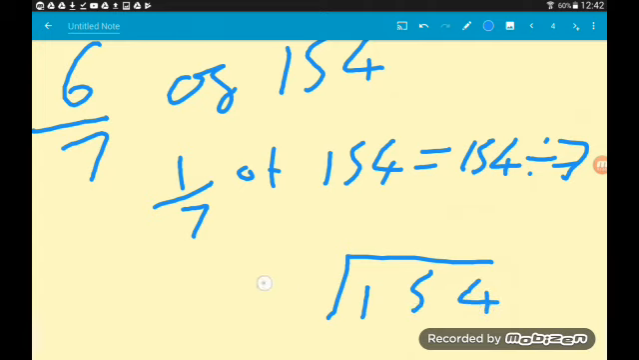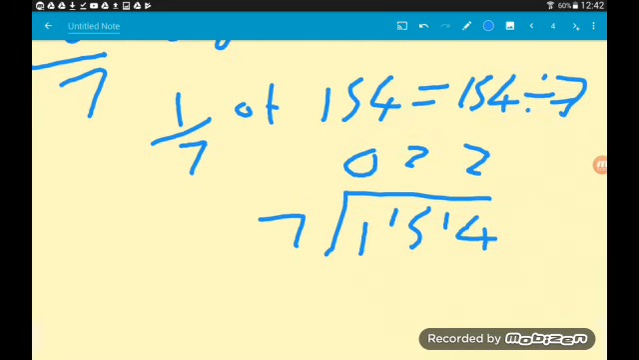154 divided by 7. 7's into 1, not happening. Carry the 1. 7's into 15 goes twice, which is 14 with 1 remainder. Carry that. 7's into 14 go twice. So 1/7 of 154 is 22.